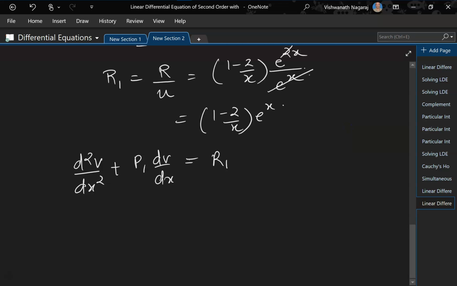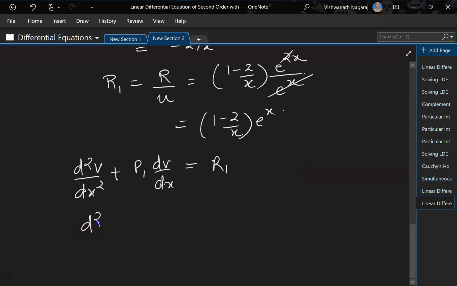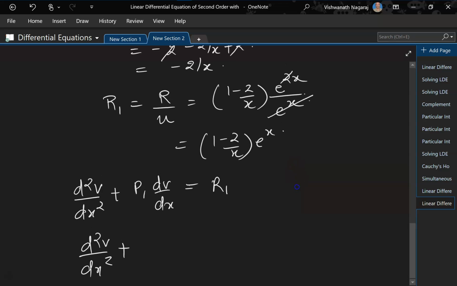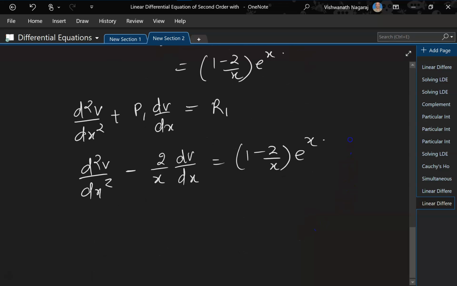Now if we do the substitutions, what we'll end up with is d2v/dx² plus p1, which is minus 2/x, so we can remove this plus and take minus 2/x dv/dx equal to (1 minus 2/x) times e to the power of x.